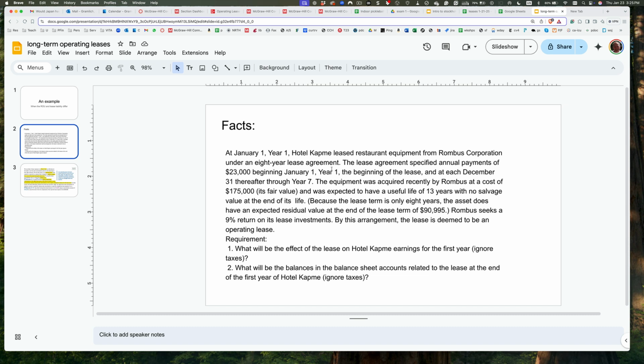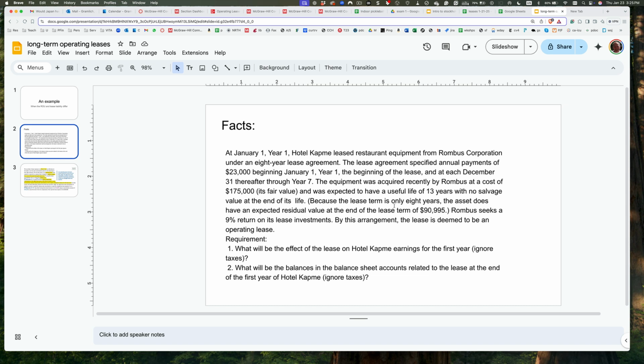It says at January 1, year 1, Hotel Capme leased restaurant equipment from Rhombus Corporation with an 8-year lease agreement. The lease agreement specified annual payments of $23,000 beginning January 1, year 1, the beginning of the lease, and at each December 31 thereafter through year 7. The equipment was acquired recently by Rhombus at a cost of $175,000, its fair value, and was expected to have a useful life of 13 years with no salvage value at the end of its life.